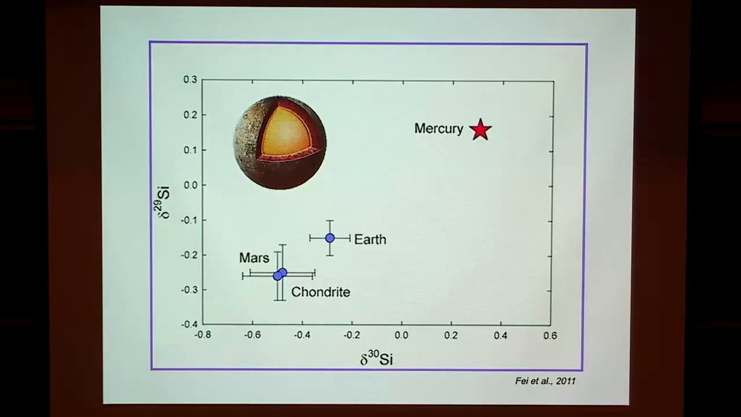Sorry, going back to the vaporization question, does anyone calculate how much material you would need to vaporize and then lose in order to explain the Earth-chondrite difference? I don't know. I don't think so. People have done that for iron, but I don't think people have done that for silicon. What is it for iron? It's not very much.